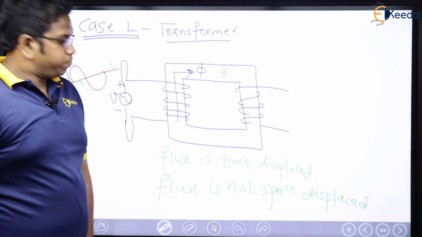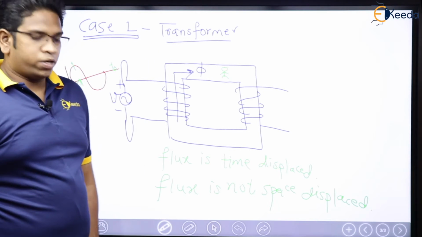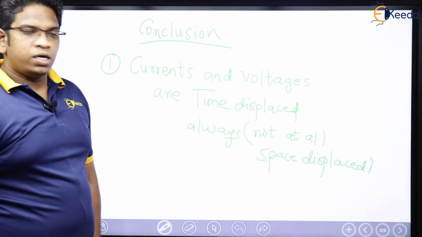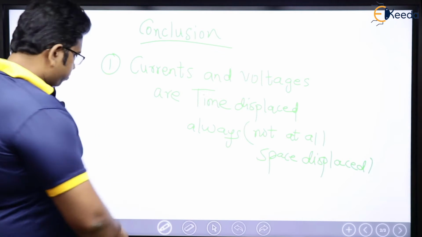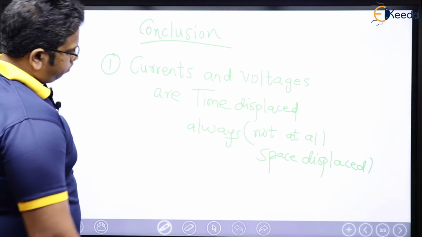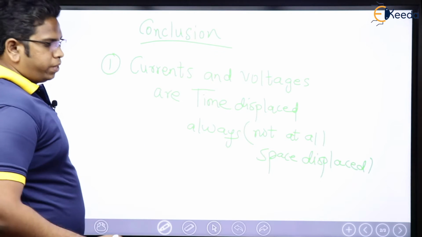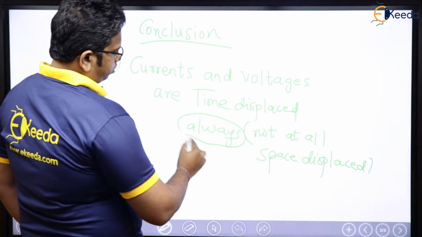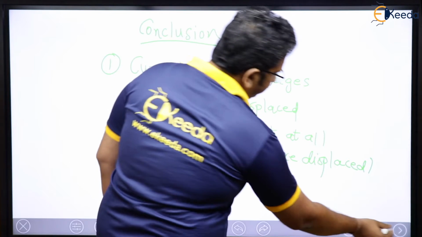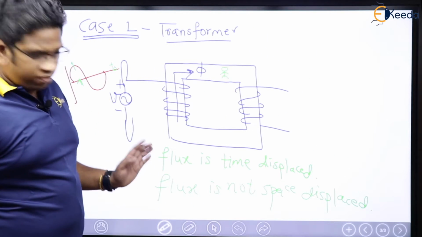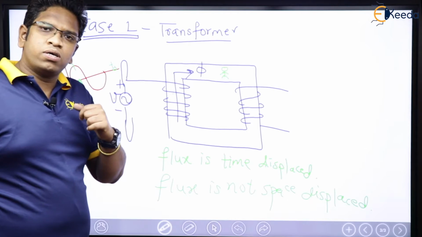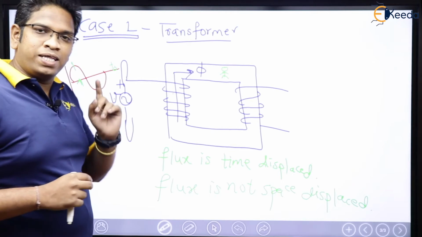Now, a student asked me, sir, is it applicable always? Why? Because when I talked about currents and voltages, I said one very important point: currents and voltages are time displaced always. This word "always" is very important, but I did not write this word here. Have I written that flux is time displaced always, or space displaced always? No. That is the reason we are going to analyze case 2.